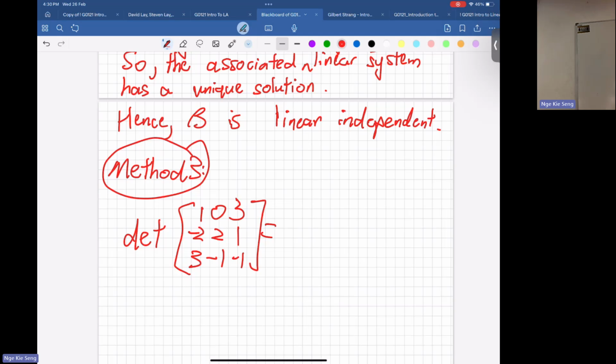Let's try cofactor expansion first. Which row do you want to expand, or which column? Okay, first row. So what do you write? 1 times the determinant of the first minor. Then what's the next term?